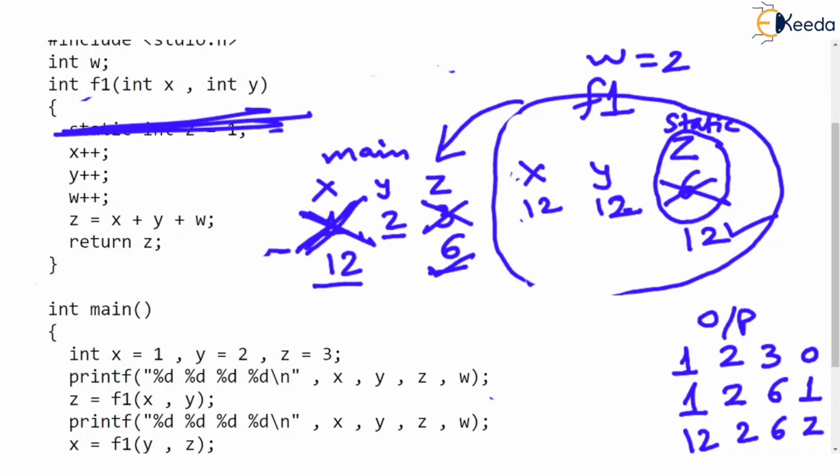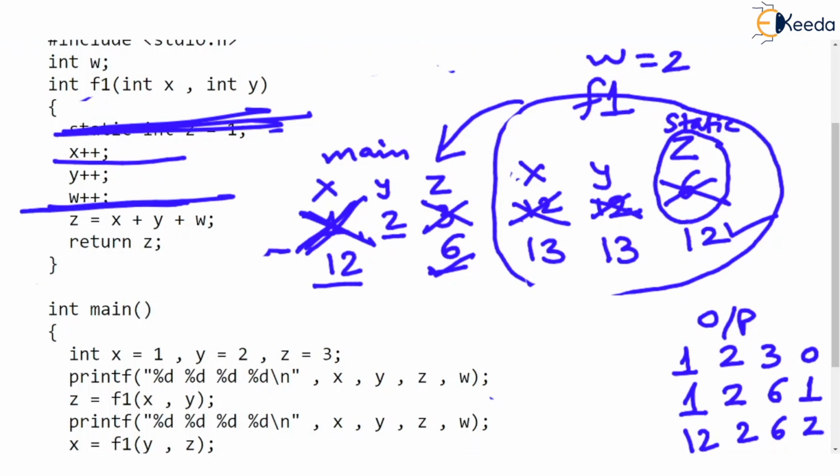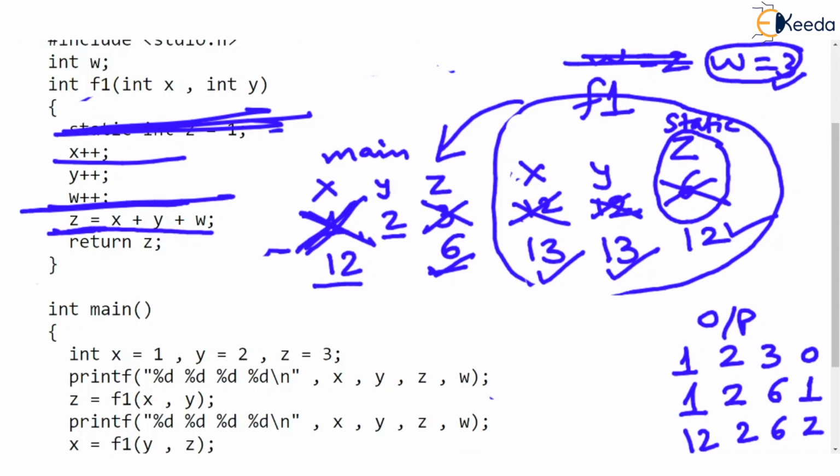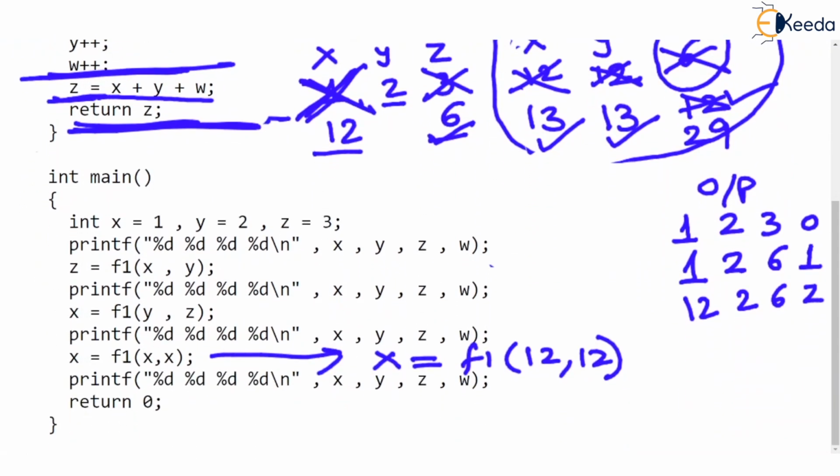and static Z is not declared again because static Z is 12. Now X plus plus will make local X of F1 13, Y plus plus will make local Y of F1 13, then W plus plus will make global W equal to 3, global W is made 3, and then Z, which is static Z of F1, will become 13 plus 13 plus 3. So that's 26 plus 3, it will become 29. And we are returning Z, last line of the function. So 29 will be returned back at the call, and 29 will be saved by X. So X of main becomes 29.